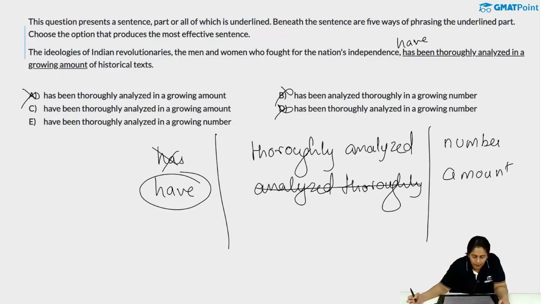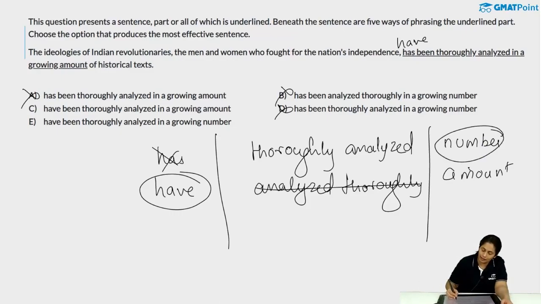Now between number and amount, growing amount and growing number. See, amount is taken whenever there is an uncountable noun. Amount of water, amount of space, amount of time. But whenever we have countable nouns like books, like text, etc., it has to be number. So it should be growing number and not growing amount, because text is a countable noun as such.